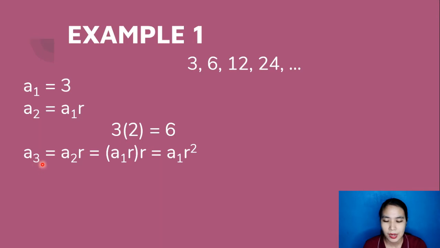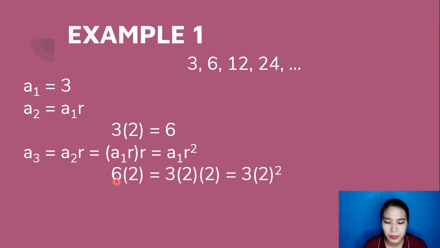Our a sub 3 is equal to a sub 2 times r, which is also equal to a sub 1 times r, or a sub 1 times r squared. By substitution, we have the second term 6 times the common ratio 2, or that would be equal to 3 as the first term times 2 as our common ratio, which is equal to 3 times 2 squared. So 2 squared is equal to 4 times 3, which is equal to 12, because our 12 is the third term in the given sequence.